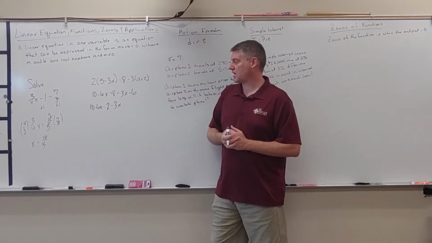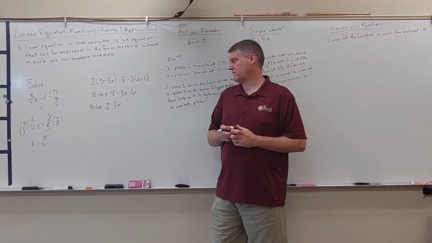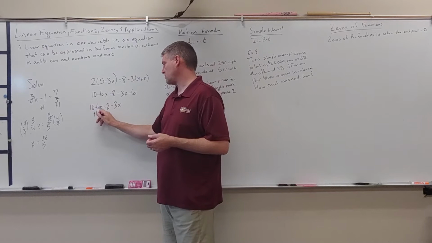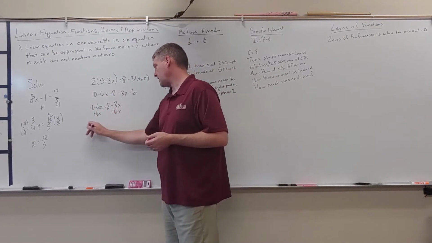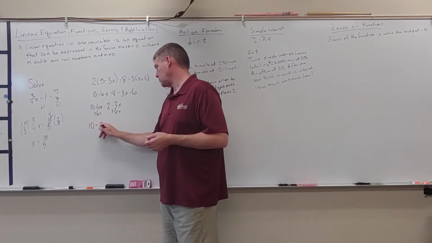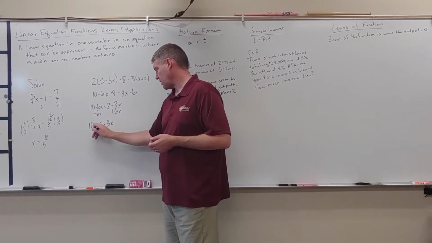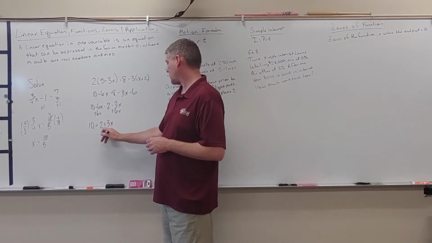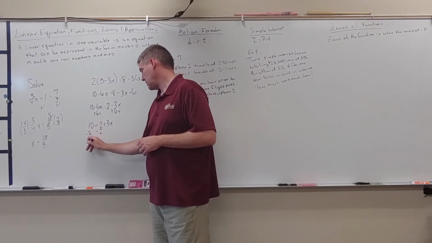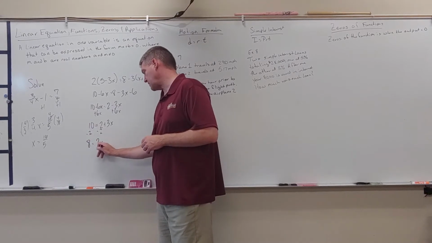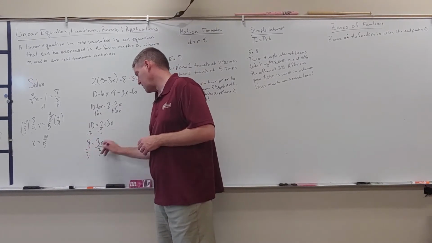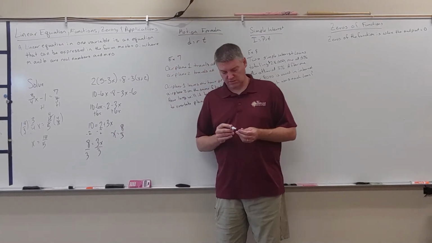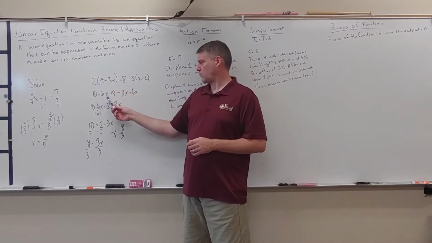Now, a lot of times I will take my smallest coefficient on my variable and move it first. So I'm actually going to add 6x over. And so I have 10 equals 2 plus 3x. And I'm going to subtract off 2 here. That gives me 8 equals 3x. And I'm going to divide by 3. x equals 8/3.